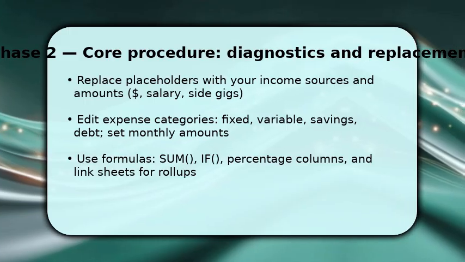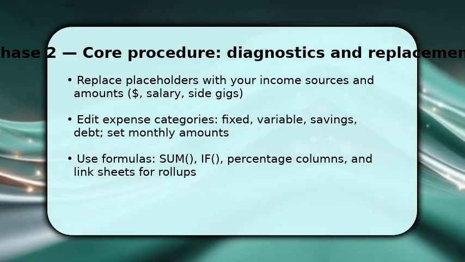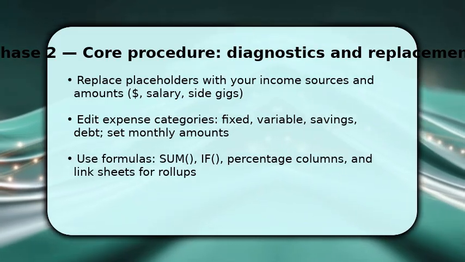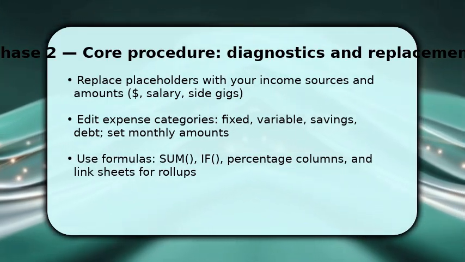Link category totals into the summary sheet so the dashboard updates automatically when you change a cell. Make sure to lock header rows and format currency. This prevents accidental overwrites and keeps numbers.